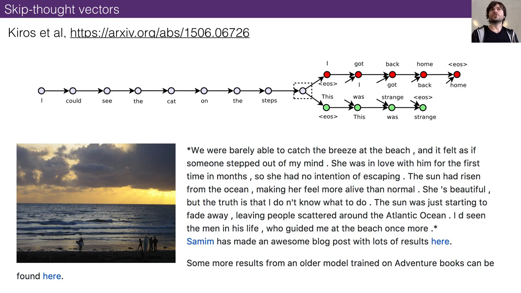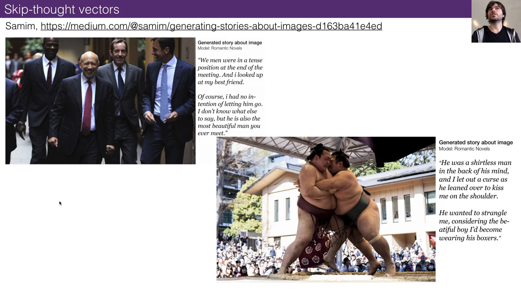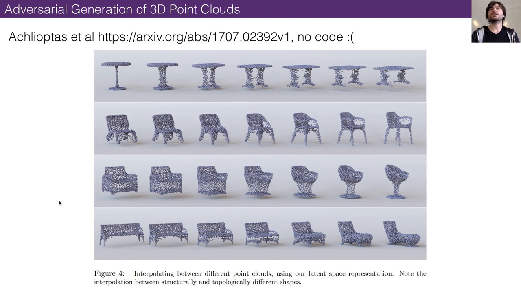For now, just know that you can create language models which take an image, let's say of the beach here, and then generate a little story about it. So: we were barely able to catch the breeze at the beach, and it felt as if someone stepped out of my mind. It was basically trained on romance novels, I think, and then just generating little stories about the pictures. Did I show this in the first week? I think I might have. We'll talk about conditional models later. Let me skip this, actually.